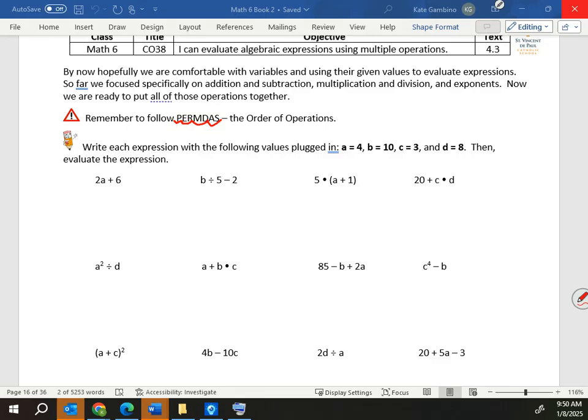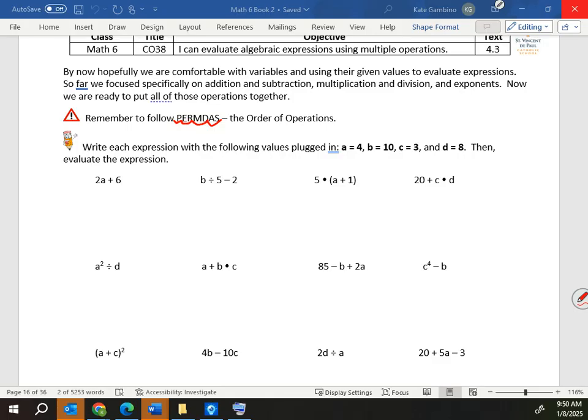But if we had 5 minus 3 times 7, we would have to do the multiplying first, and then go back and redo the 5 minus. Okay. So you have to do that multiplying and dividing before you can do the adding or subtracting.